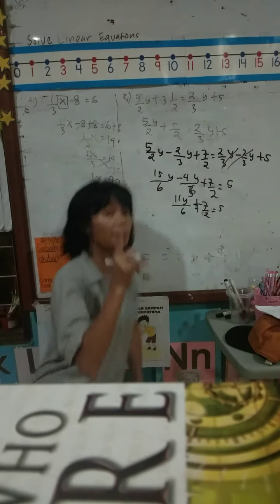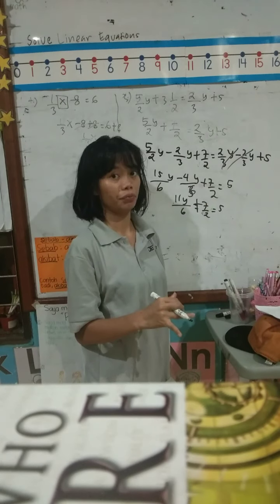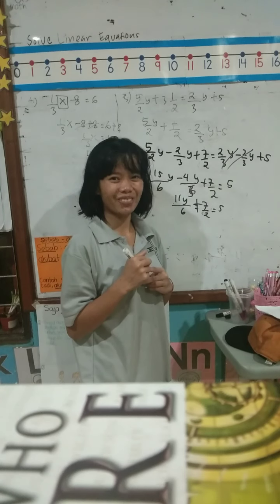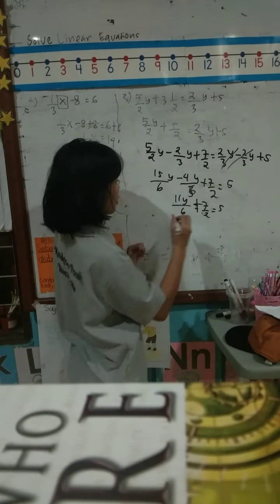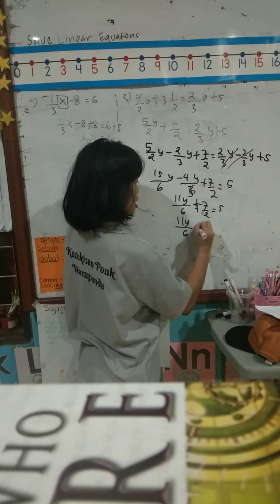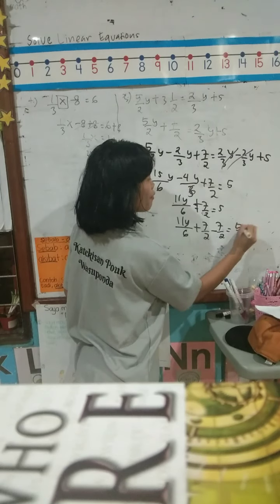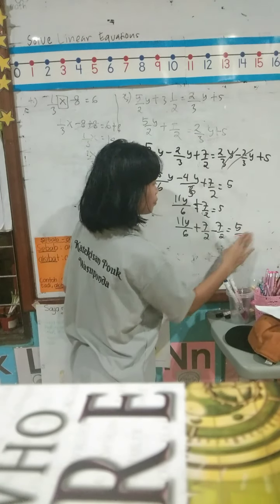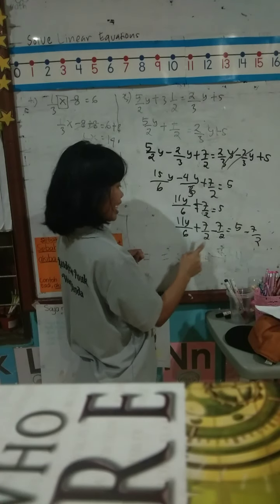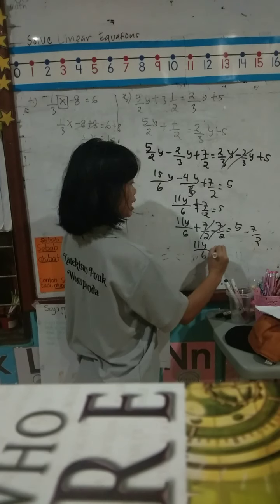After you get this one, remember, you find the opposite of positive 7 out of 2. So what is the opposite of 7 out of 2? Yes, good job. Minus 7 out of 2. So 11y out of 6 plus 7 out of 2 minus 7 out of 2 equals 5 minus 7 out of 2. And then you get 11y out of 6.